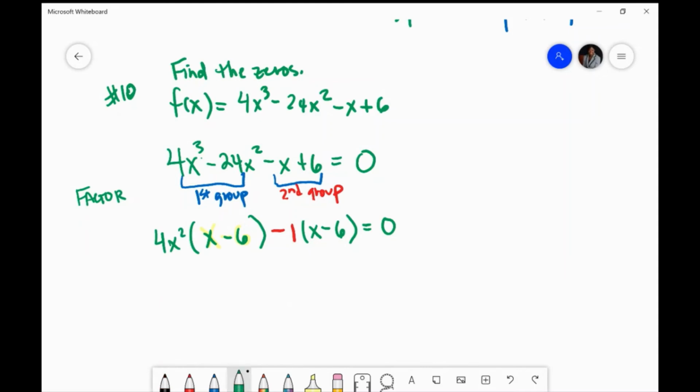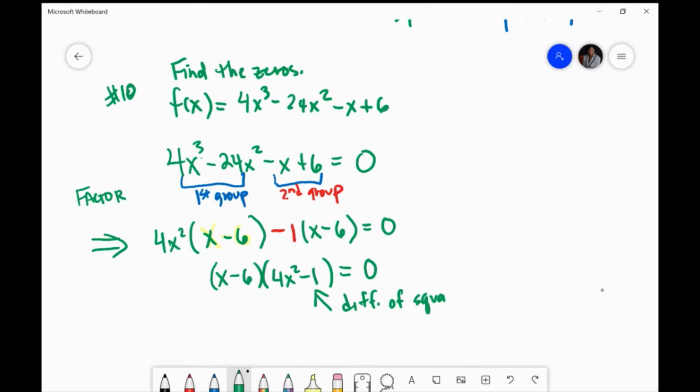So that's like your GCF. You take the x minus 6 out, and if you completely took x minus 6 out from this row right here, what would be left over? 4x squared minus 1. This looks like a difference of squares, so I'm going to factor that one more time.